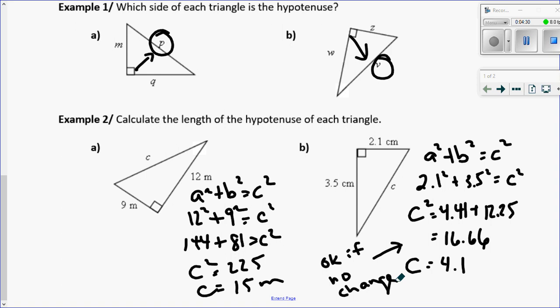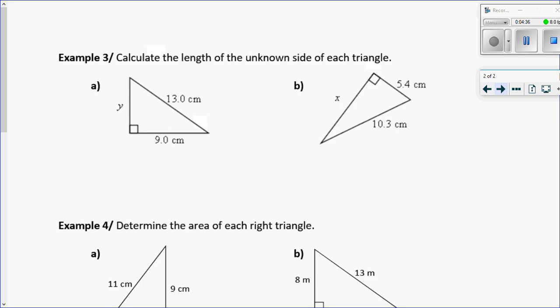I had a discussion with my grade 10s regarding that, and they seem to think that you always had to write it out, and that is not true. If there is no change, then you actually don't have to write that side out again. It doesn't make a whole lot of sense. If it hasn't changed, then why are you doing it again? You're just running the risk of making a mistake.